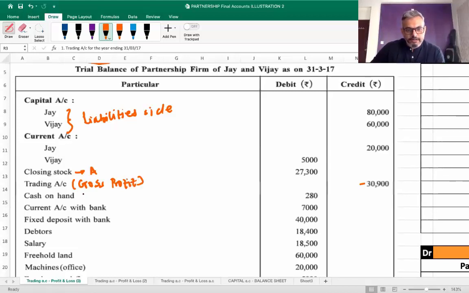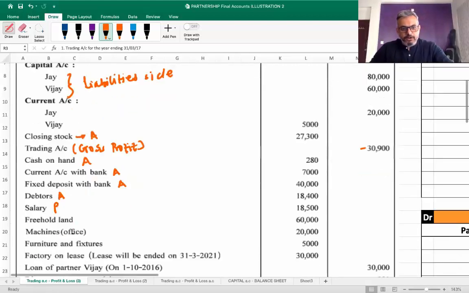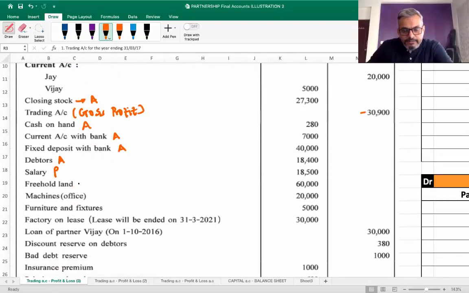Now cash on hand, asset, current account with bank, asset, fixed deposit with bank, asset, debtor, asset, salary, profit and loss, freehold land, asset, machines, asset, furniture and fixture, asset, factory on lease. Now we have factory on lease and the lease will end on 31st March 2021. So we have a hidden adjustment. So take this, I write H over here.